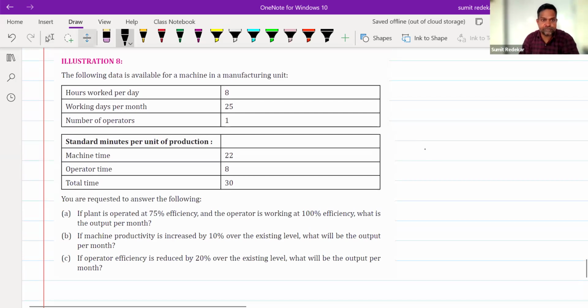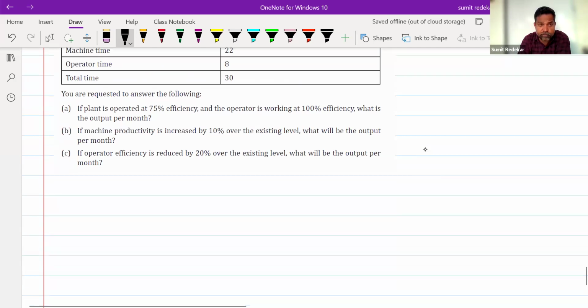What does the question say? The question says the following data is available for a machine in a manufacturing unit. Hours worked per day 8, working days per month 25, number of operators 1. Standard time, machine is 22, operator is 8, total is 30. Again, it's literally a question that is from the book.